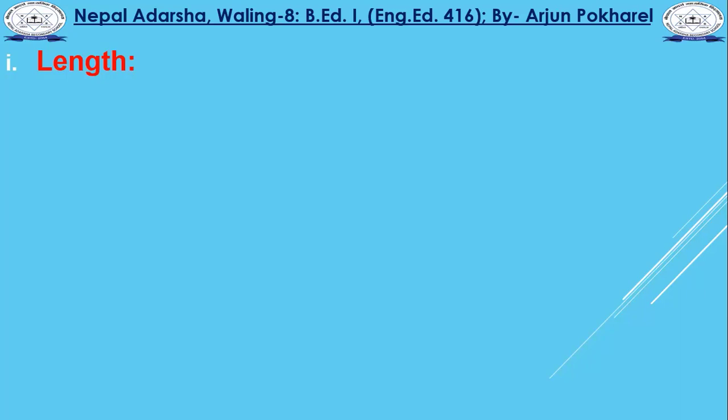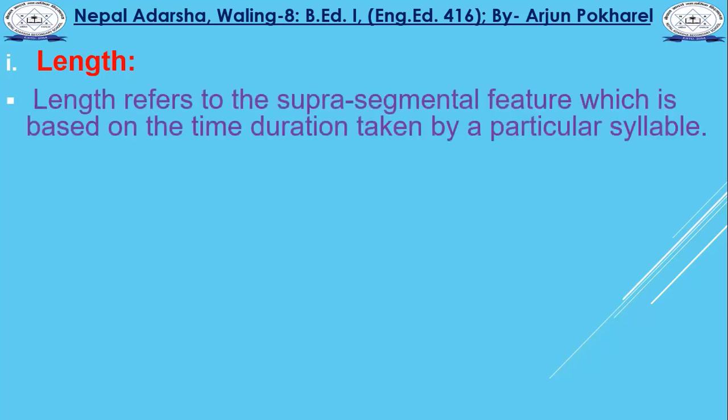Okay, in this way, we have to define the suprasegmental feature. Length here refers to what? Length here refers to the suprasegmental feature, which is based on the time duration taken by a particular syllable. It is the feature not only of a single sound. It is the time duration taken by a particular syllable.